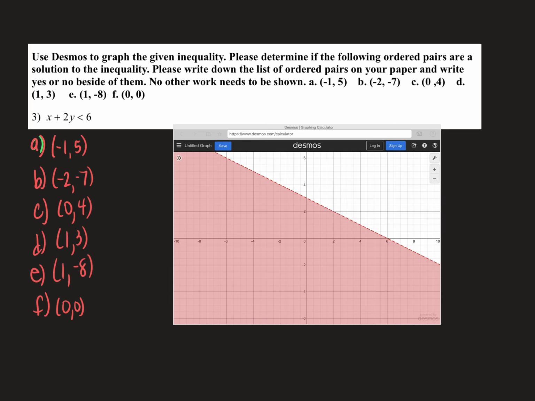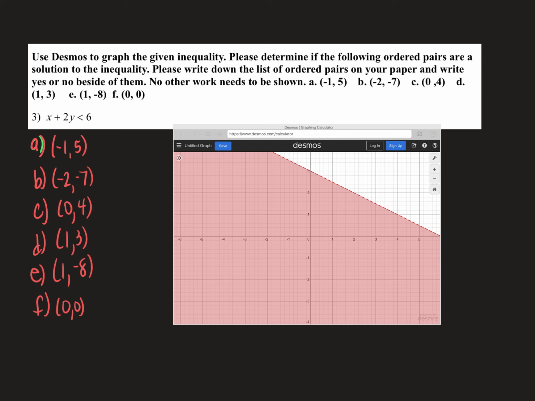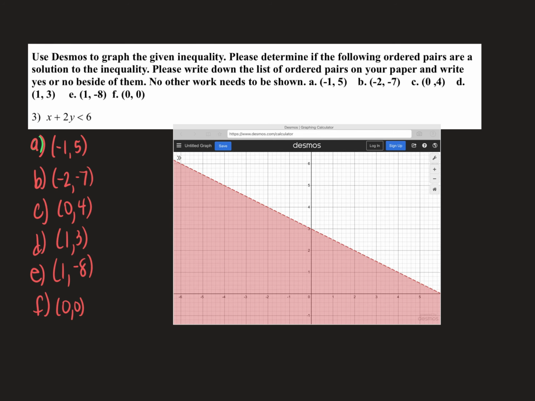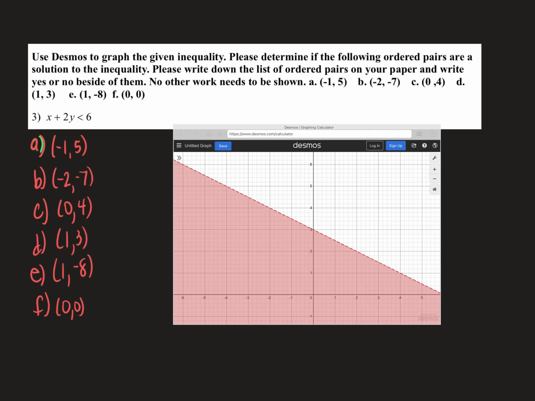Now, let's look at these ordered pairs. And you can zoom in if you want. There we go. -1, +5. As high as that goes is 3.5. So you can tell that at -1, +5, that would be, get my pointer, that would be here. So -1, +5 is not a solution for that inequality.